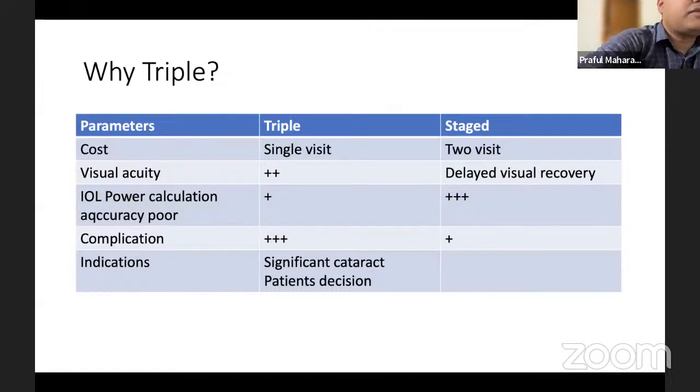Patient says, no, I don't want to come twice. I just want to go for surgery once, and please do all the procedure in one go. So then only you should go for a triple procedure.